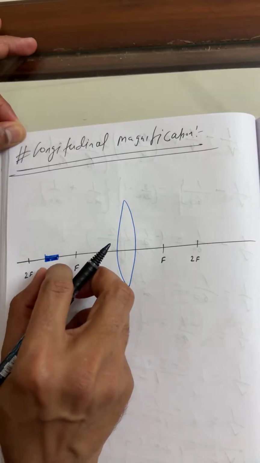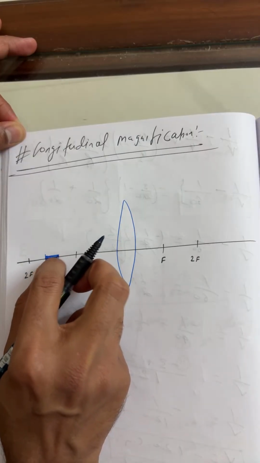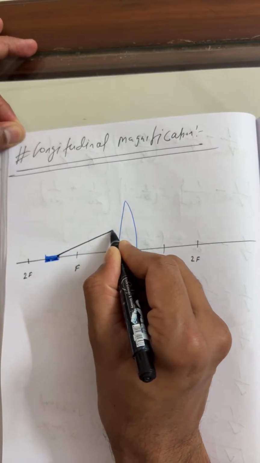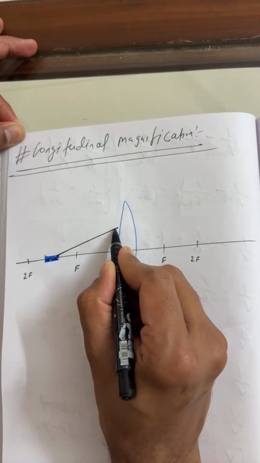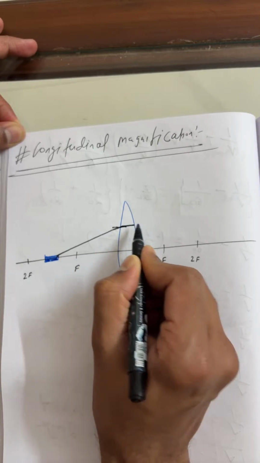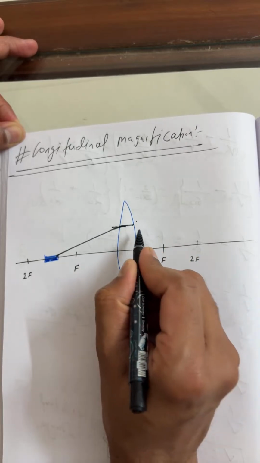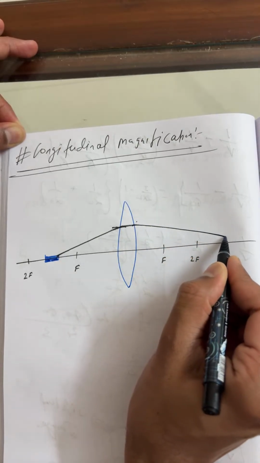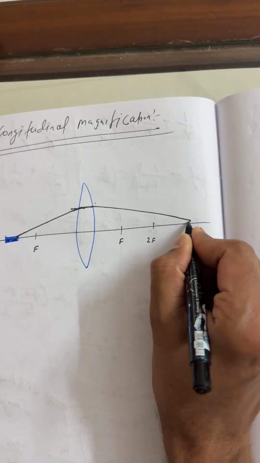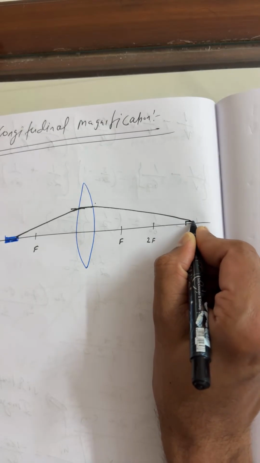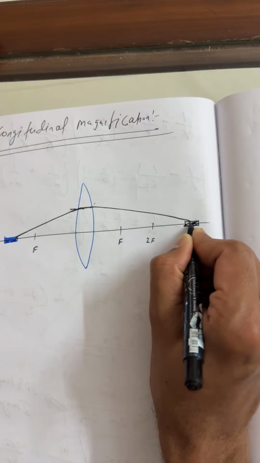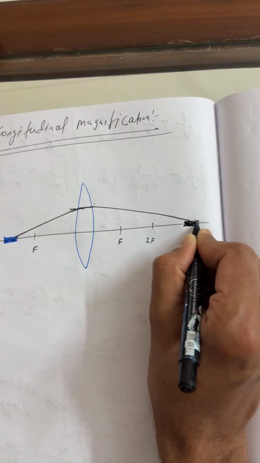Just keep in mind, this is a small object. So finally, you can see the ray goes over here and performs a refraction at the first surface towards the normal, then away from the normal at the second surface. So finally you can get the image over here. Just keep in mind, longitudinal magnification is defined only for a small object.